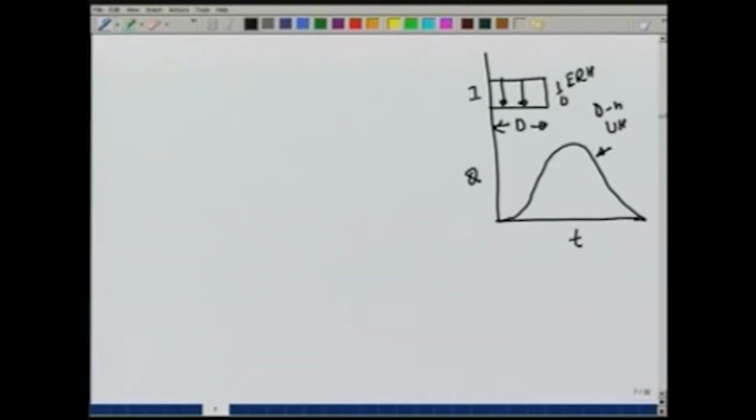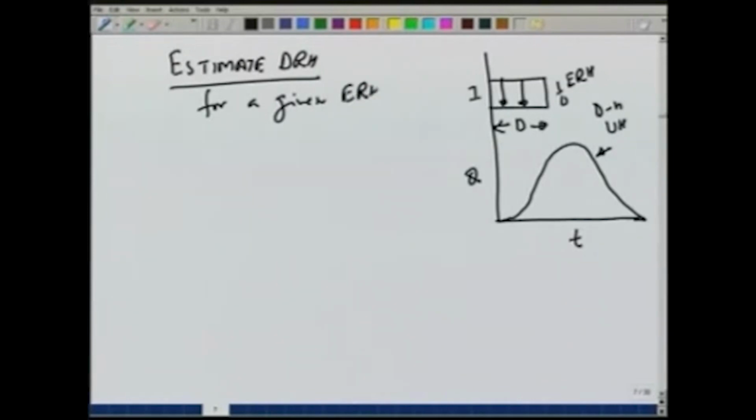Now, how to estimate DRH for any given rainfall pattern, for a given ERH, because the main purpose of developing the unit hydrograph is to estimate DRH for any given ERH. So, let us look at a few cases. The simplest case which we are looking at now is a rainfall which occurs for the same duration, but with a different intensity.